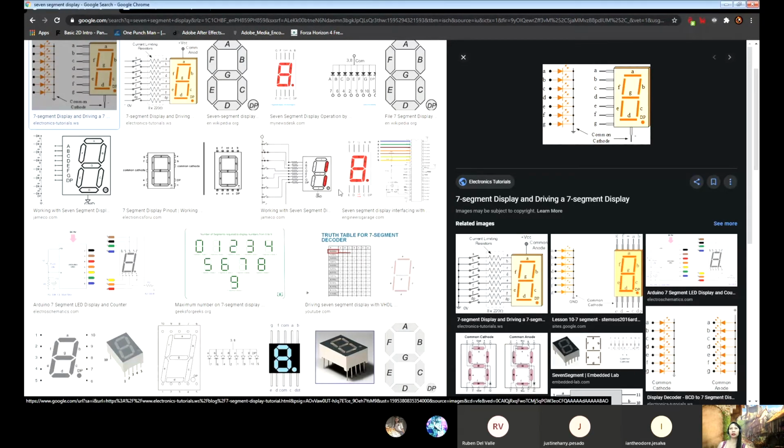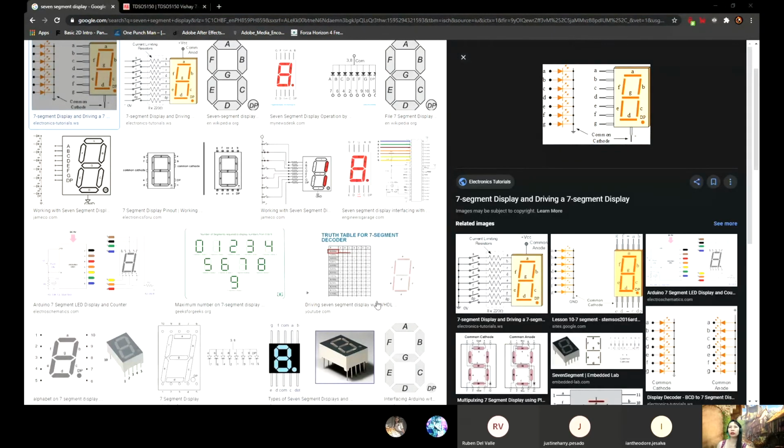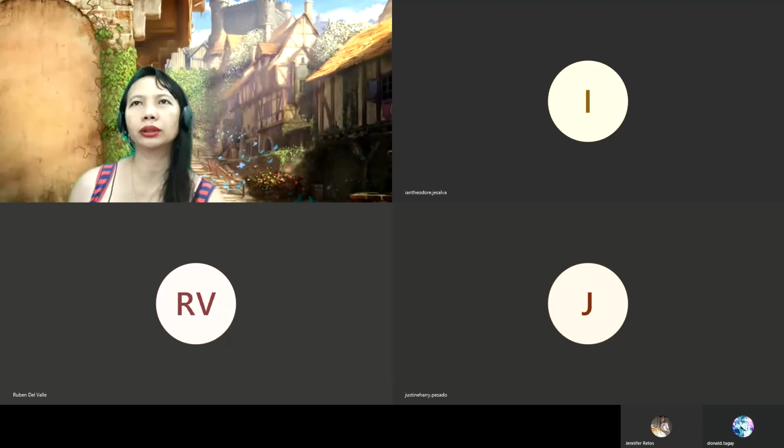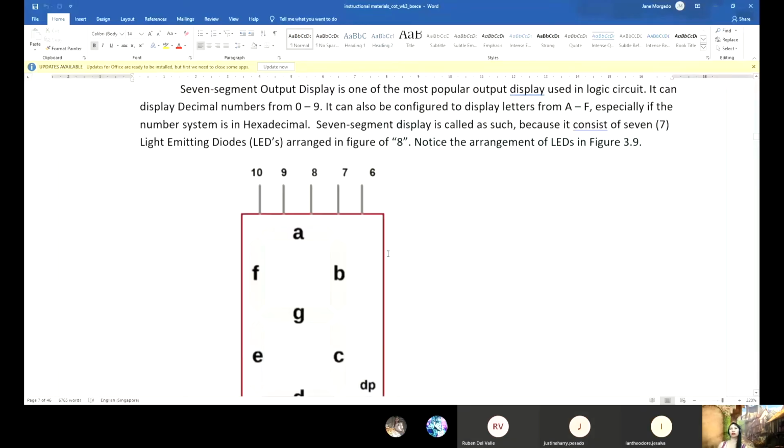Any question about how the common cathode looks like? Any question, class? How does the 7 segment look like? Okay, so let's go back to our lecture.